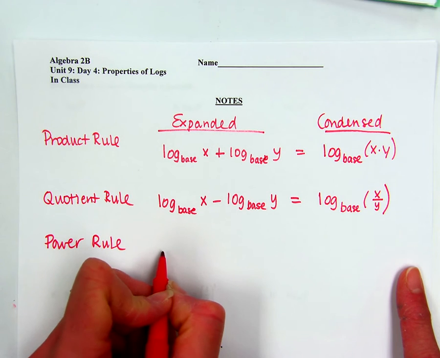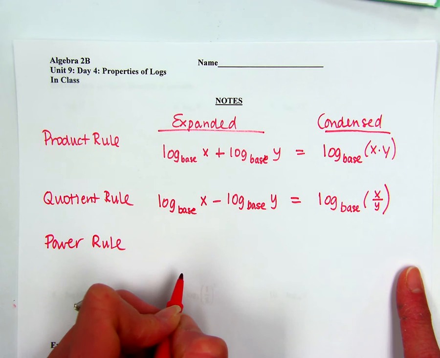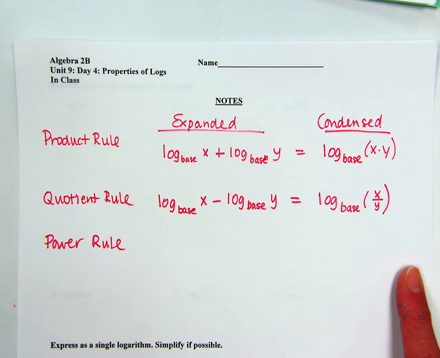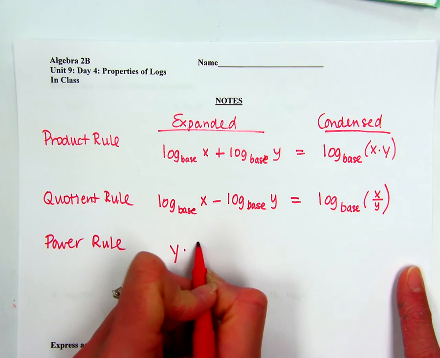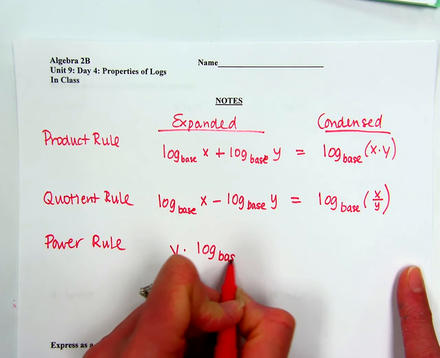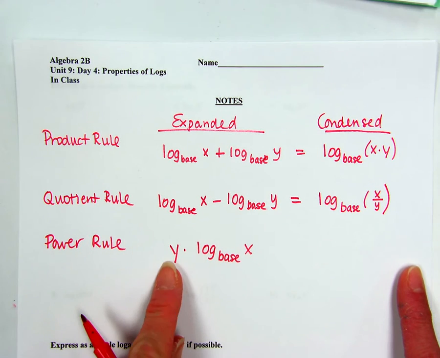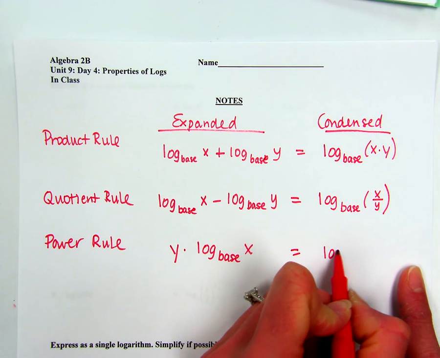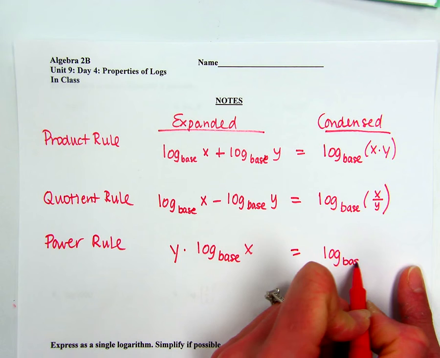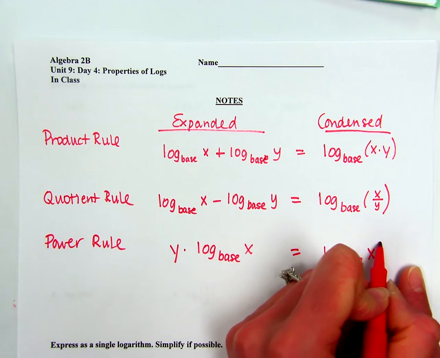All right, the last thing is the power rule. So the power rule is if you have a coefficient in front, and I have log of some base of x, if I have a coefficient, that is actually going to move to be my exponent. So this is log base b of x to the y power.